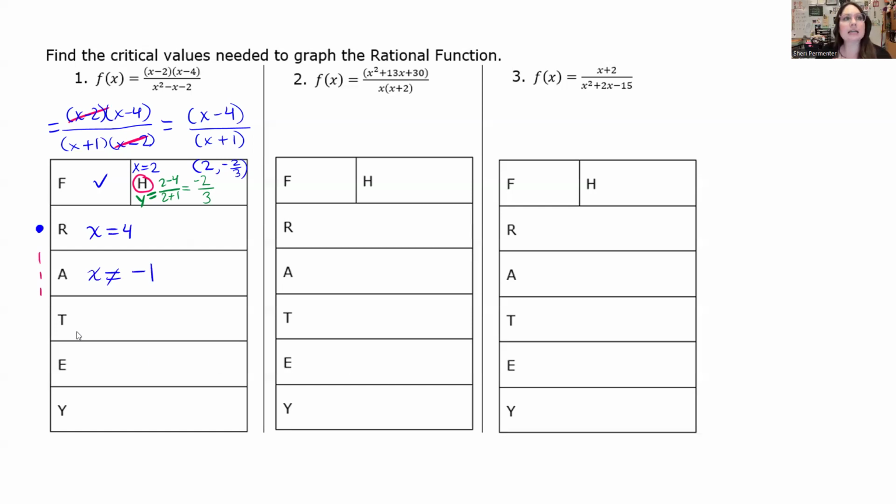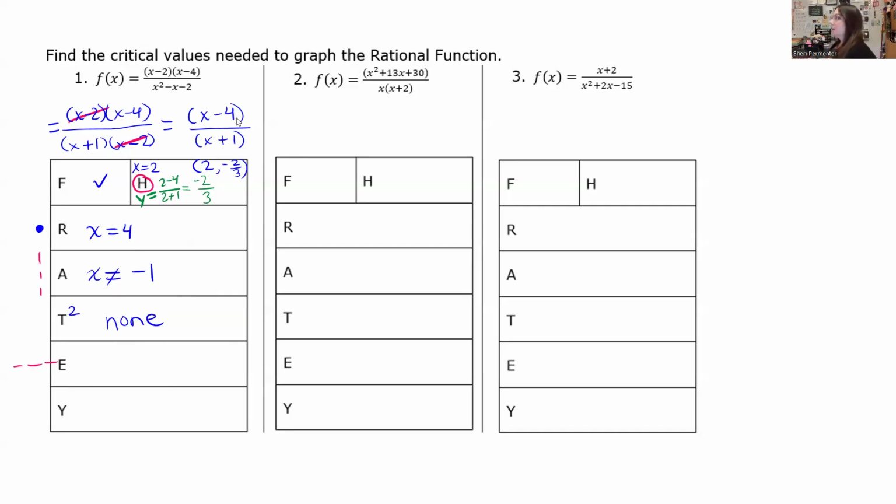Okay, moving down the list. Togetherness. Togetherness happens when a factor is squared. Are any of these factors squared? No. So I'm going to say none. There is no togetherness. End behavior, when I go to graph, is going to be represented by a horizontal asymptote.